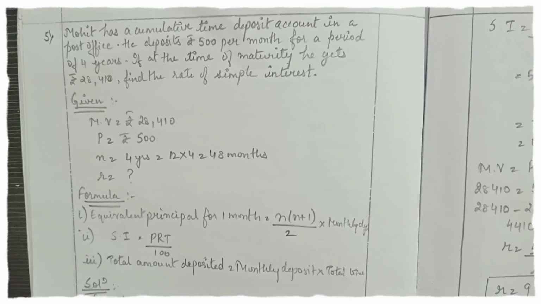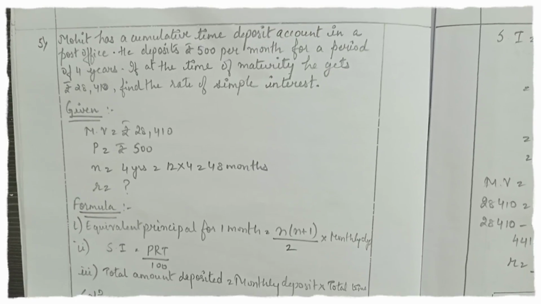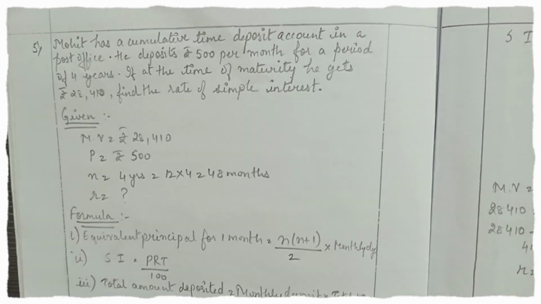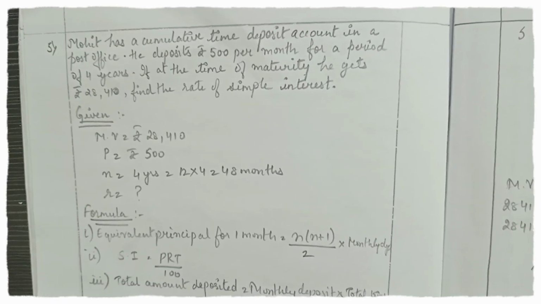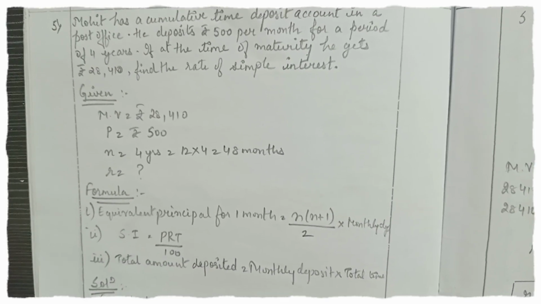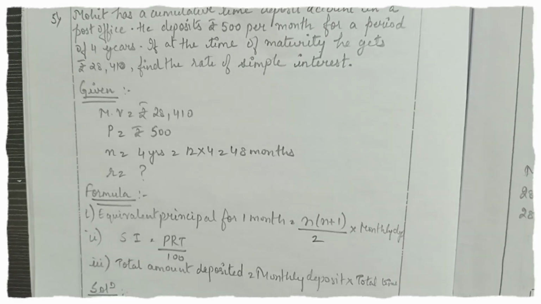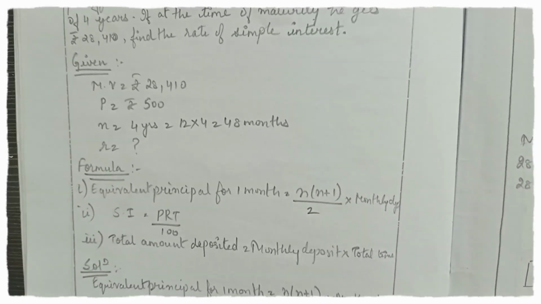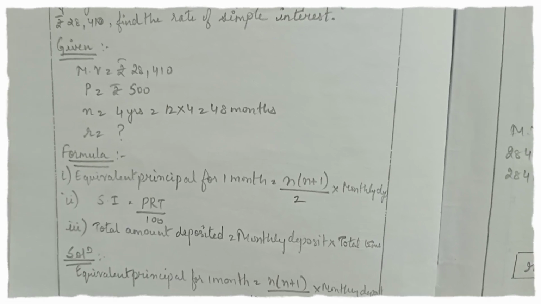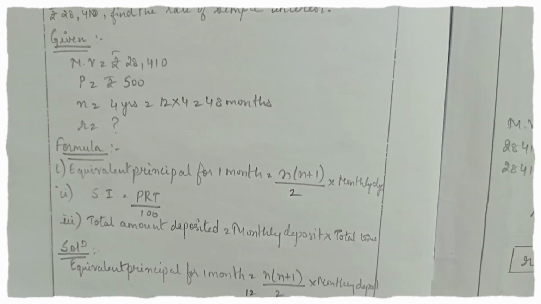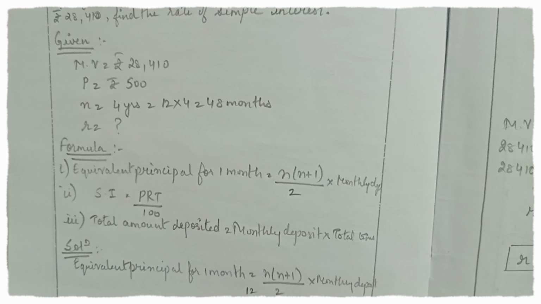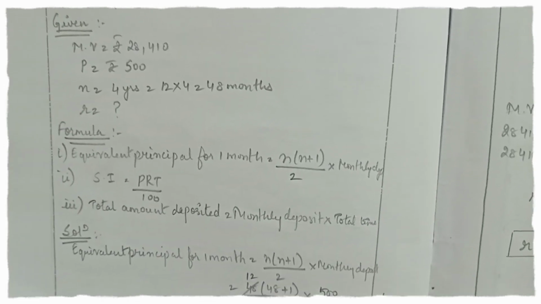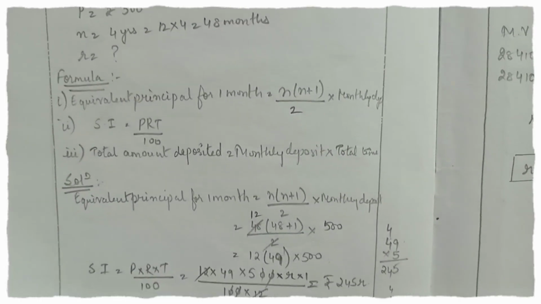Mohit has a cumulative time deposit account in a post office. He deposits rupees 500 per month for a period of 4 years. If at the time of maturity he gets rupees 28,410, find the rate of simple interest. Here, with the given information, we are supposed to first calculate the rate of simple interest, and there are some formulas that are to be used.